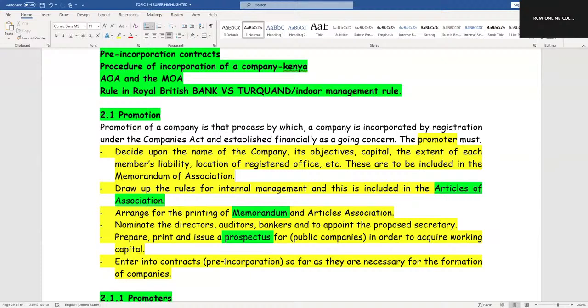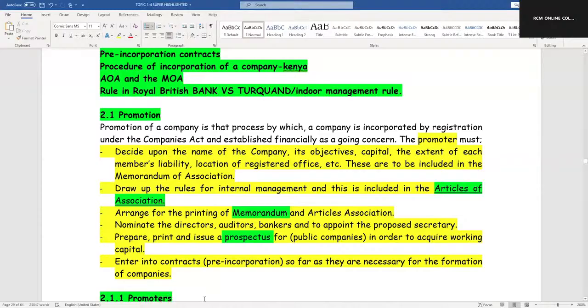Or what role does, in this case, a promoter end up having to undertake during the formation of the company? During the formation of the company, the duties of a promoter.